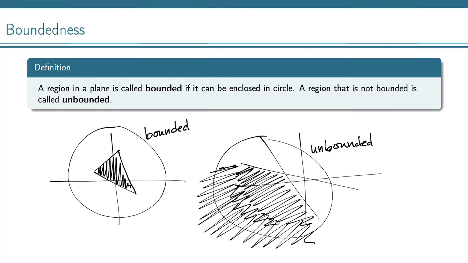And this is going to be an important concept when we're looking at applications of systems of inequalities. So we want to make sure that we can clearly identify whether a region is bounded or unbounded.